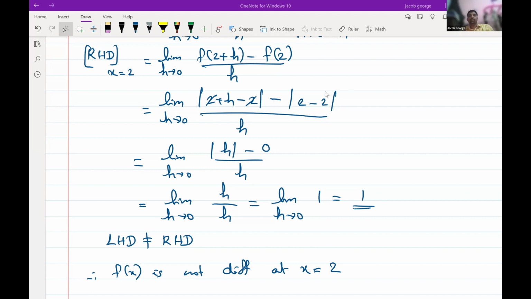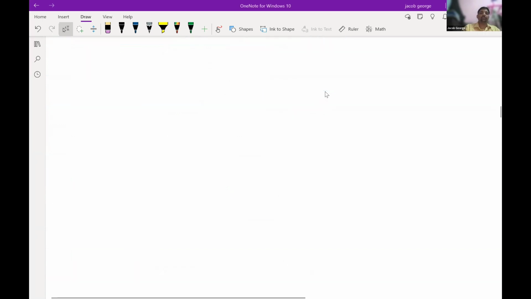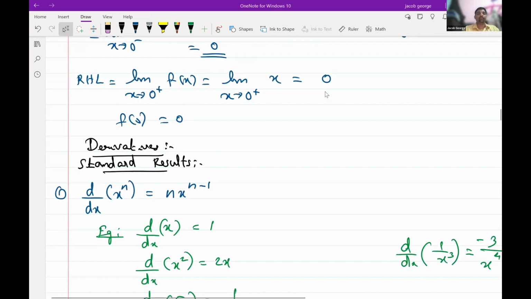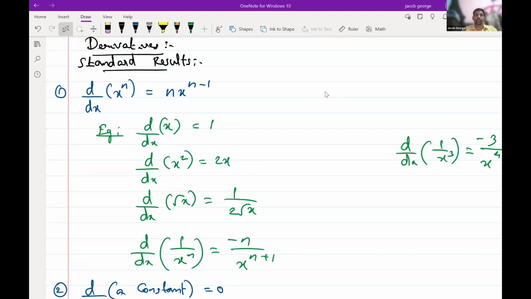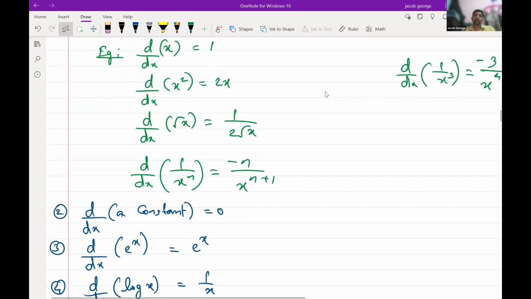Now, the next is derivative questions. The main derivative questions are based on the standard results, which are like this. All the standard results everyone should revise and study well. Especially, derivative of x raised to n is n into x raised to n minus 1. d by dx of x is 1, of x squared is 2x, of root x is 1 by 2 root x.